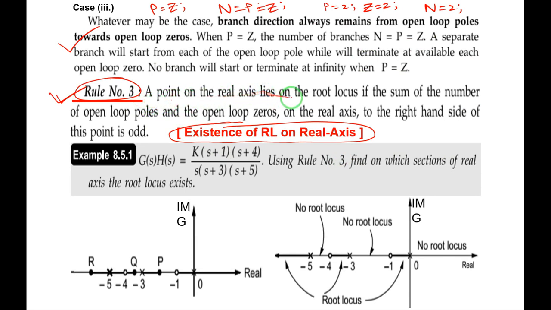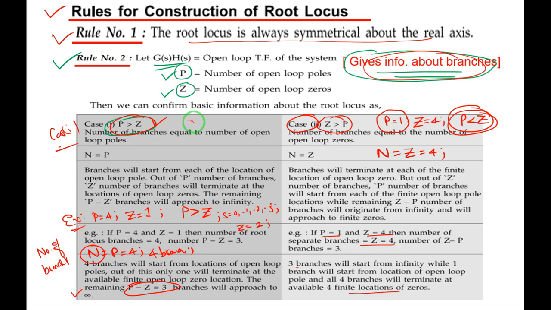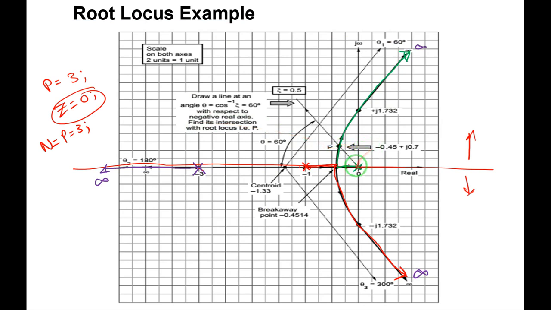A point on the real axis lies on the root locus if the sum of the number of open loop poles and the open loop zeros on the real axis to the right hand side of this point is odd. What is the meaning of this? I will tell you. You can observe here. This pole is located at 0, another pole is at -1, another pole is at -3. I want to find out whether the section from 0 to -1 is part of the root locus or not.